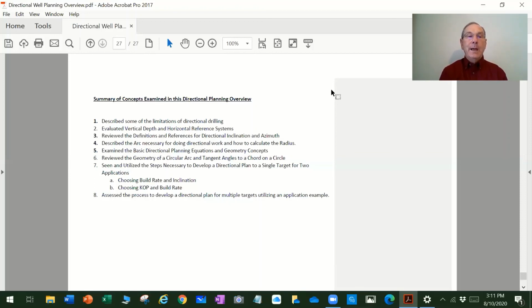And then lastly, we concluded by assessing the process to develop a directional plan for multiple targets, utilizing an application example to show how a multiple target directional plan is created for a project.